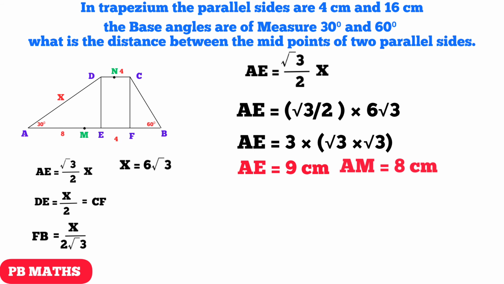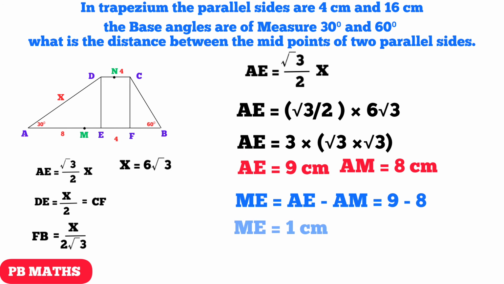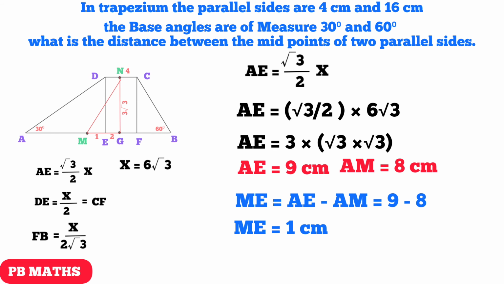We just got the length of AE, which is 9 centimeter. So the length of ME is going to be AE minus AM, which equals 9 minus 8, that is 1 centimeter. Now we know that N is the midpoint of DC. So the length of DN is going to be 2 centimeter. Let's drop a perpendicular NG to the base AB. So DNGE is also a rectangle in which opposite sides are equal. So the length of DN is 2 centimeter. In the same way, the length of EG also becomes 2 centimeter.